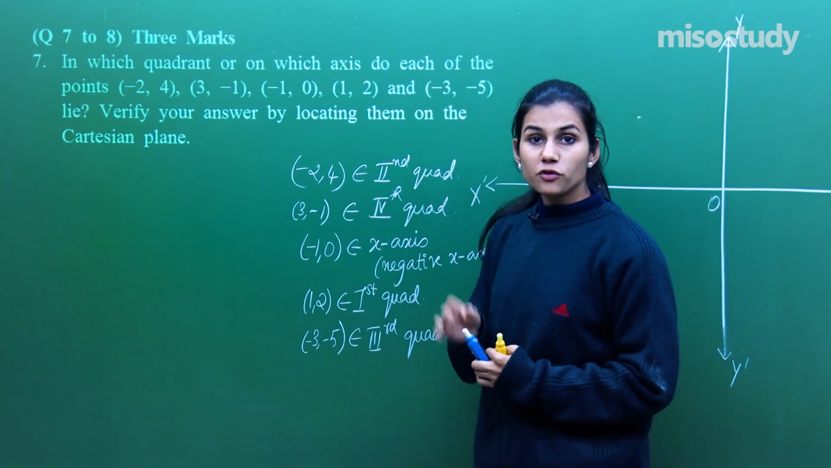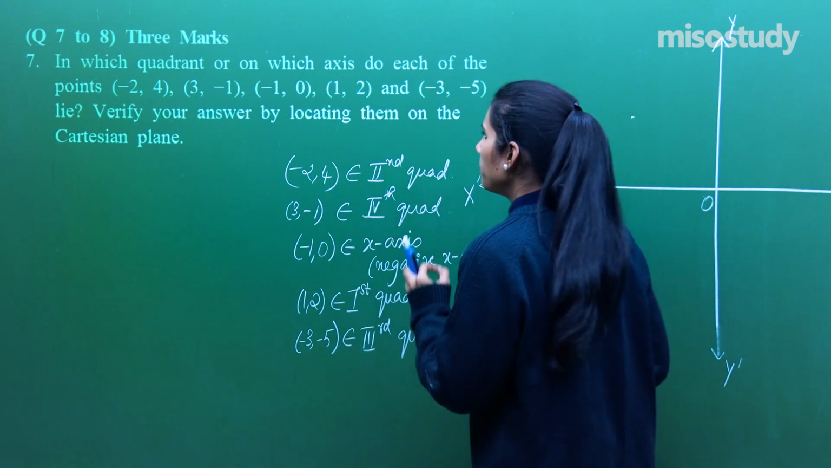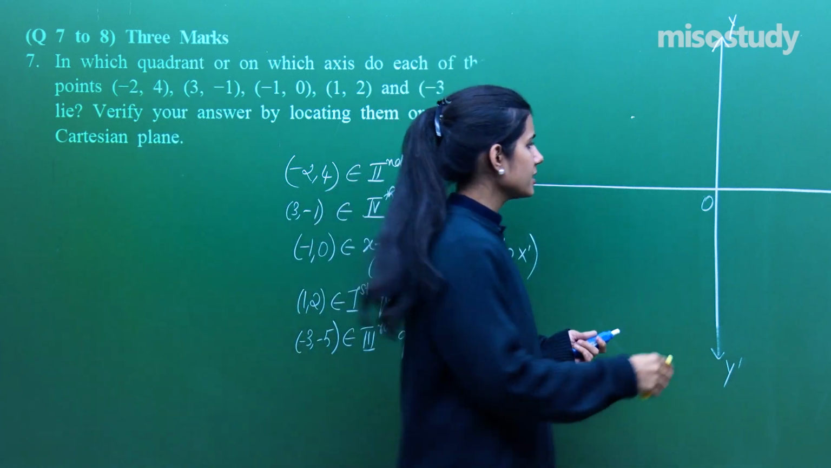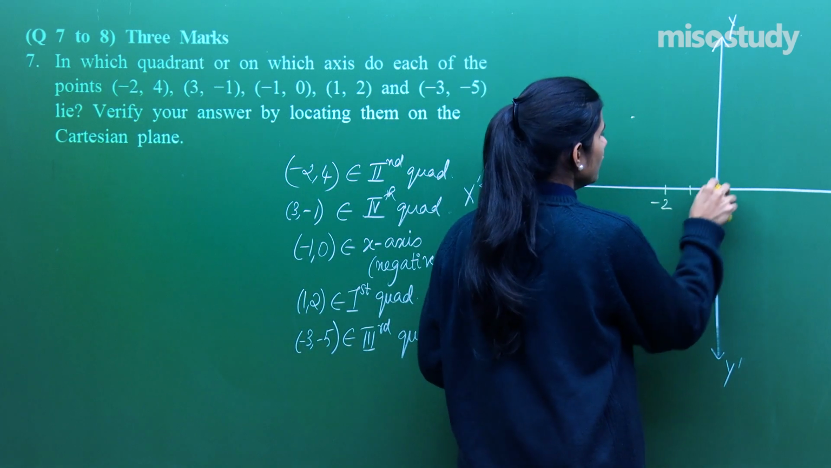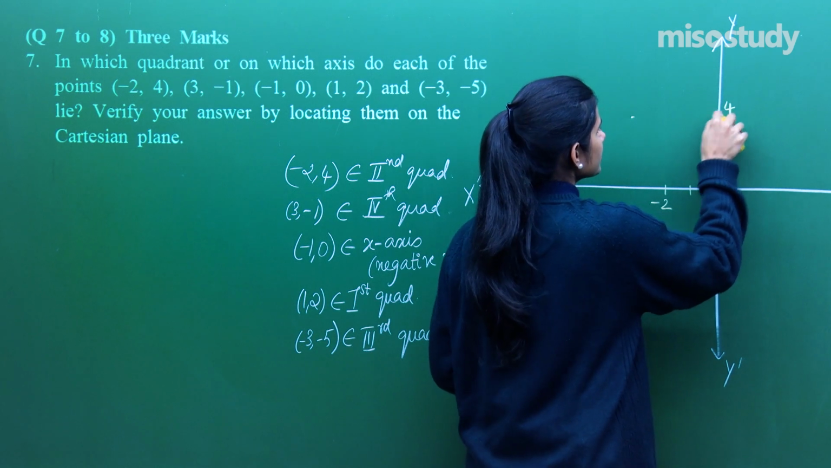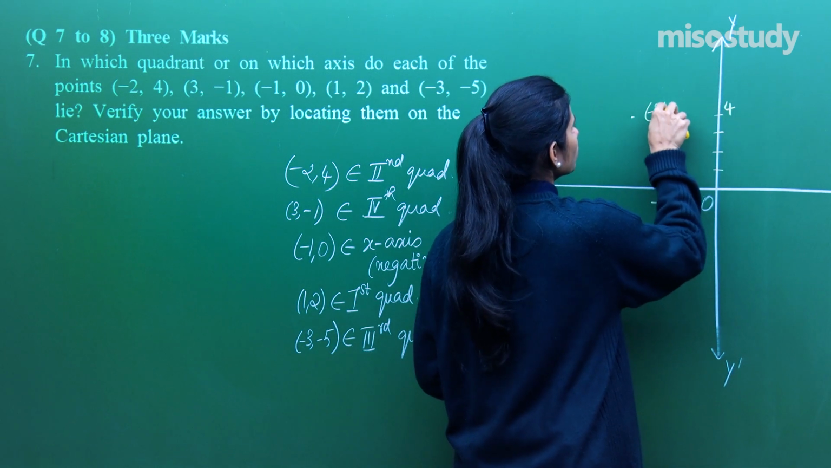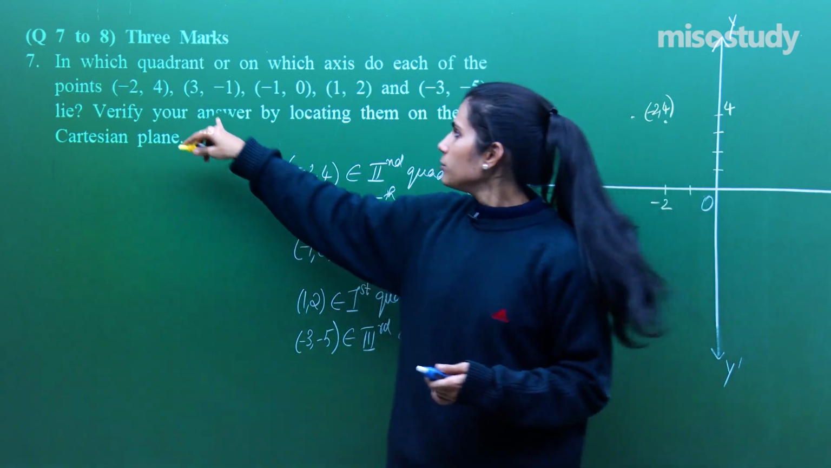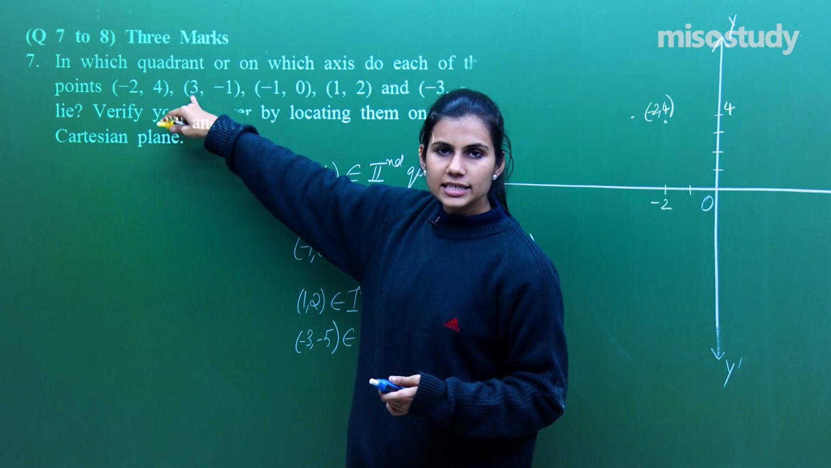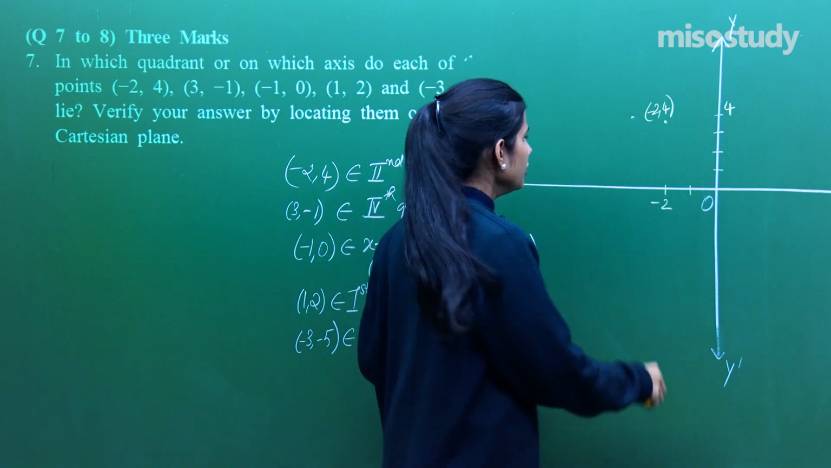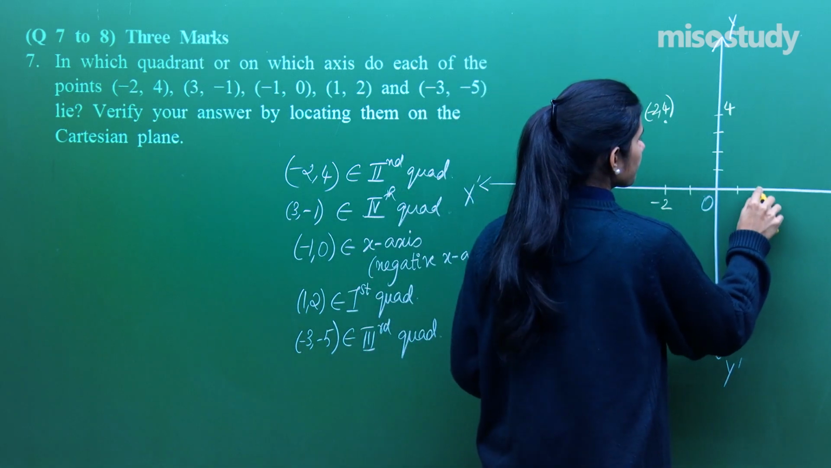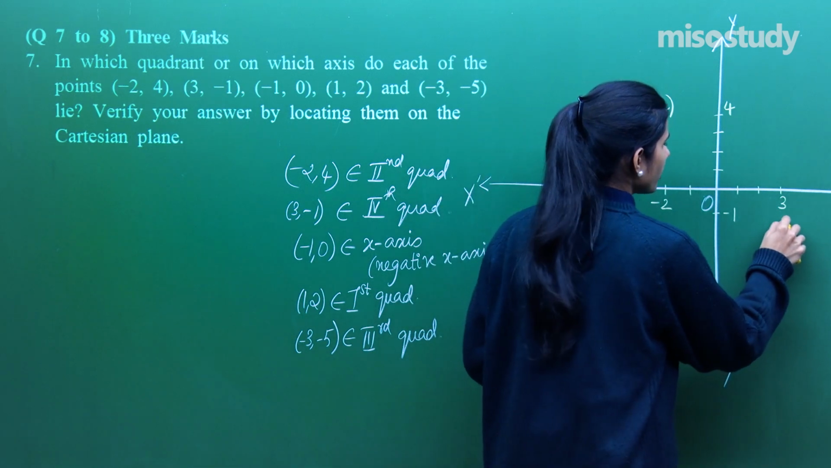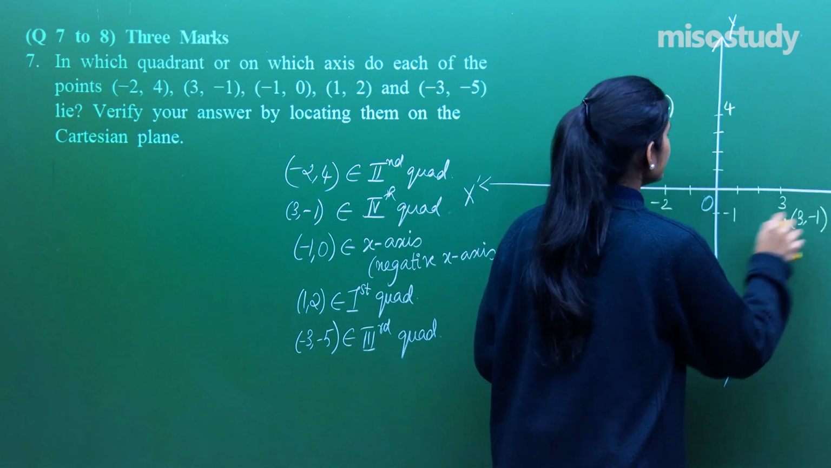Now that we have written this, we have to verify this by plotting these points on the plane. (-2, 4): move 2 units along the negative x-axis, 4 units along positive y-axis. This point somewhere here would be (-2, 4). Right? You know how to locate the points? Then you have (3, -1): move 3 units along positive x-axis and 1 unit along negative y-axis. Right? So this point here is your (3, -1).